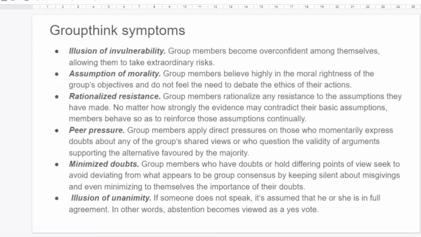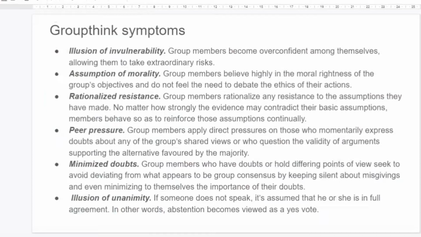Rationalized resistance. The Morton Thiokol people had sent a whole bunch of correspondence that morning saying, no, it's not a good idea to launch that shuttle. But there was a resistance to that. No matter how strongly the evidence might have contradicted the basic assumptions, that was generally ignored.